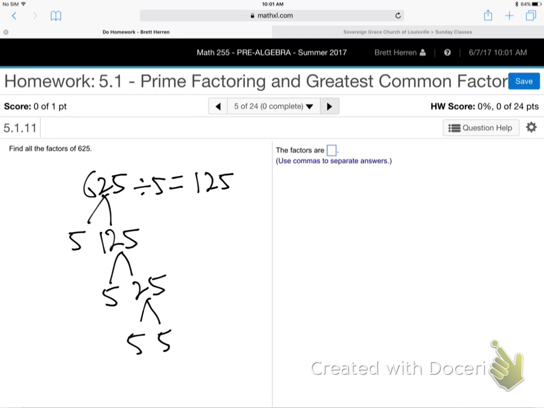Five and 5. And that's the breakdown. These 4 5s are the guts of a 625.